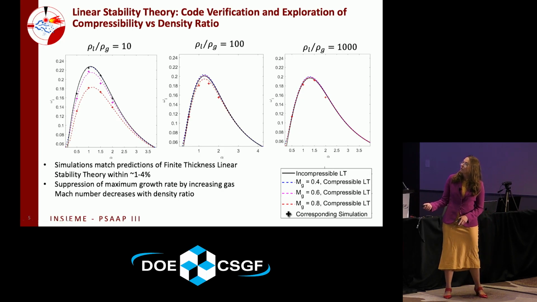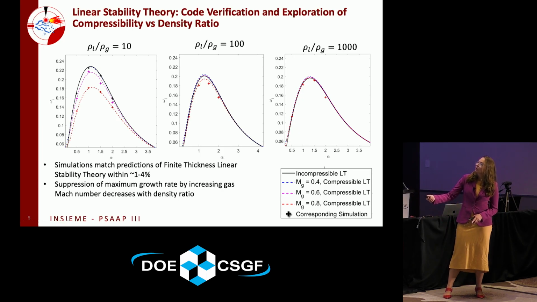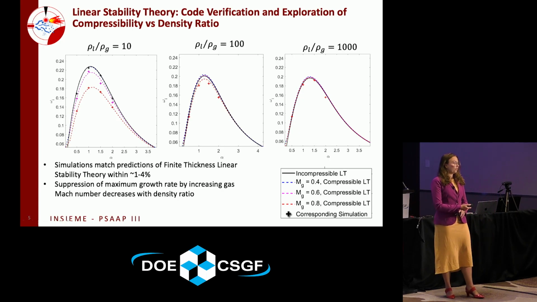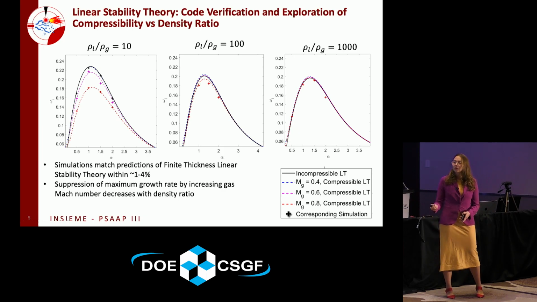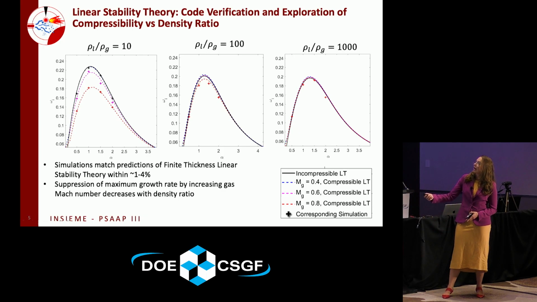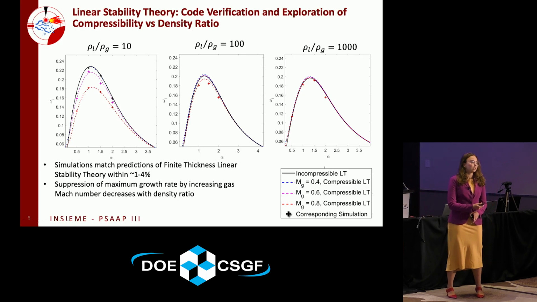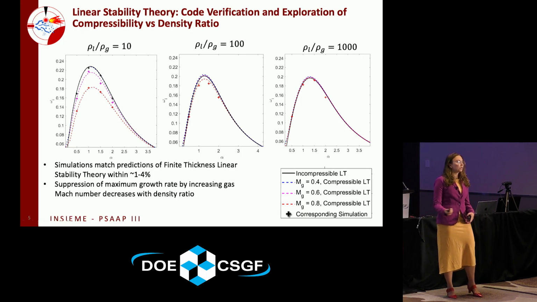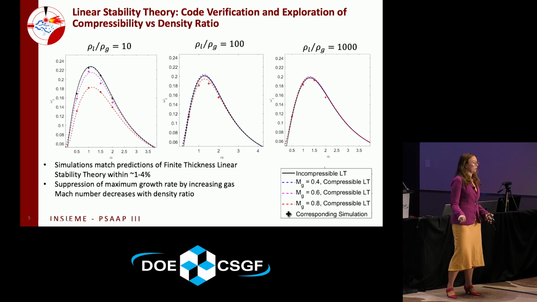The interesting physics that we found is for the low density ratio, you can see a really big jump in the maximum growth rate, depending on if it's Mach 0.8 versus 0.4. And this has been seen in single phase literature, where as you have more compressibility, the growth rate of the shear layer is significantly suppressed. However, as you increase the density ratio between the gas and the liquid, this suppressive effect is greatly reduced, whereas for a density ratio of 1,000, the growth rate is essentially the same for the different Mach numbers. So this is some interesting physics that we're able to learn from the linear stability.